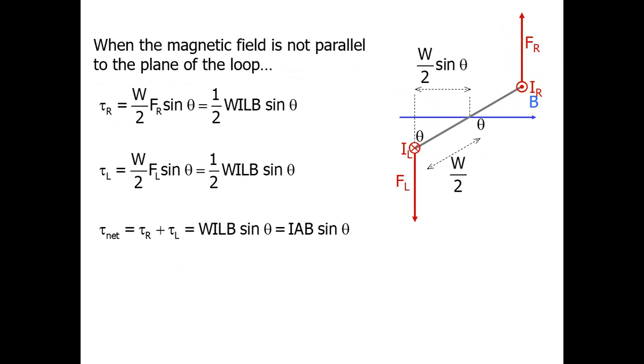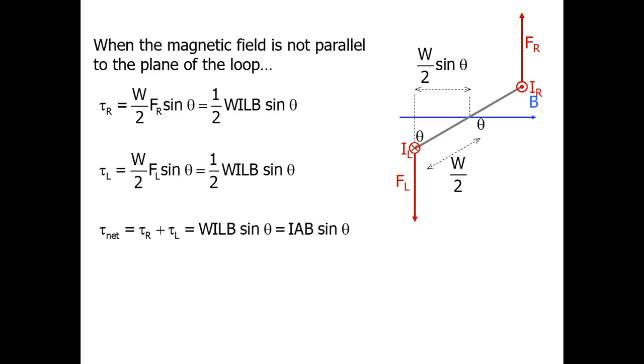Now whenever the magnetic field is not parallel to the plane of the loop, at that time what will happen? There is an angle theta between them, so the sine of theta comes in. What will we get? Tau_R is equal to W by 2 F_R sine theta, which is equal to 1/2 W I L B sine theta.